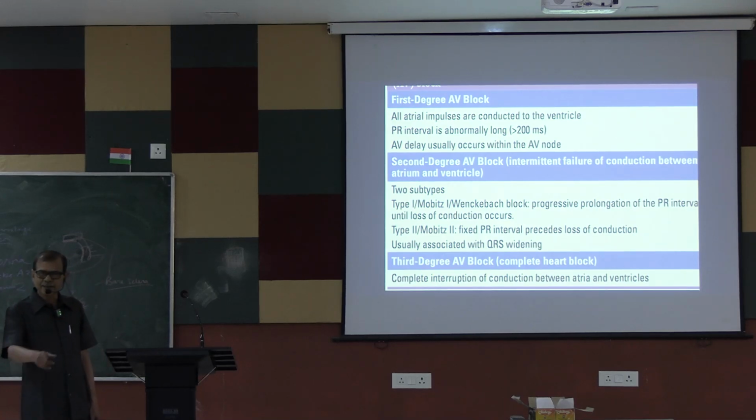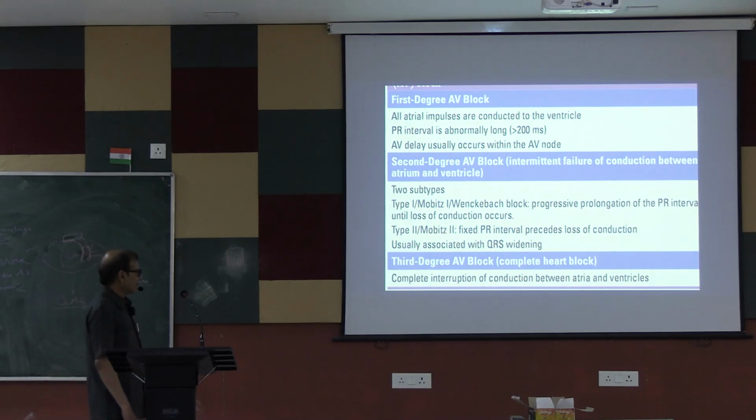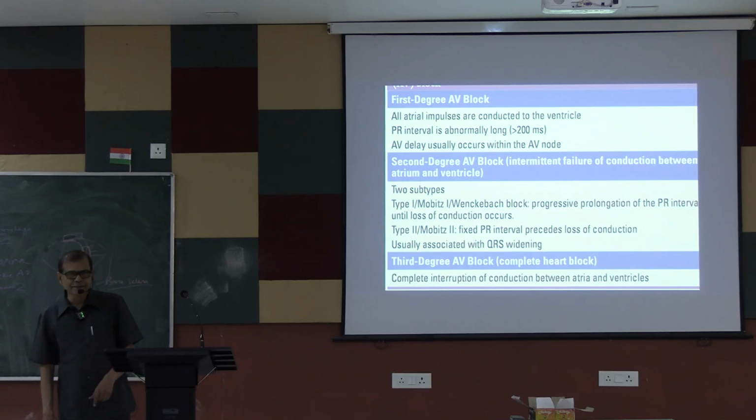followed by loss of conduction, usually associated with widening of the QRS complex, because Mobitz type 2 is usually an infra-His pathology. Then the third degree AV block, complete interruption of conduction over the conduction system.